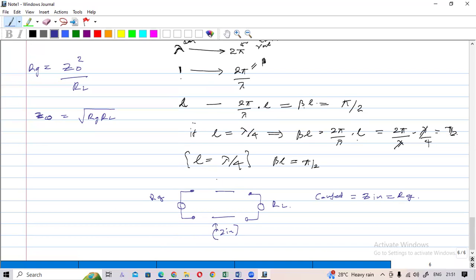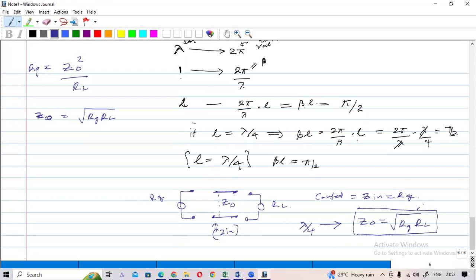So you can find the characteristic impedance Z naught of this transmission line easily if you use a quarter wavelength, that is lambda by 4 length. You can easily find the corresponding Z naught, which will be the square root of RG times RL.